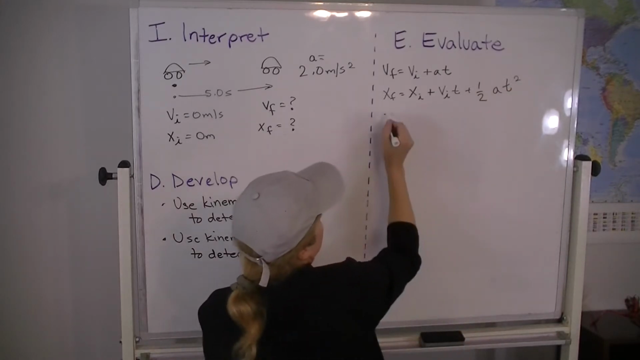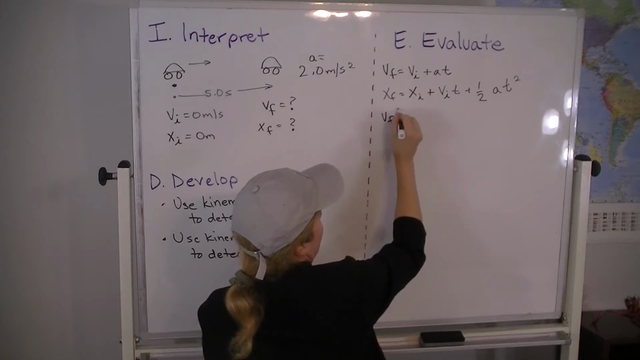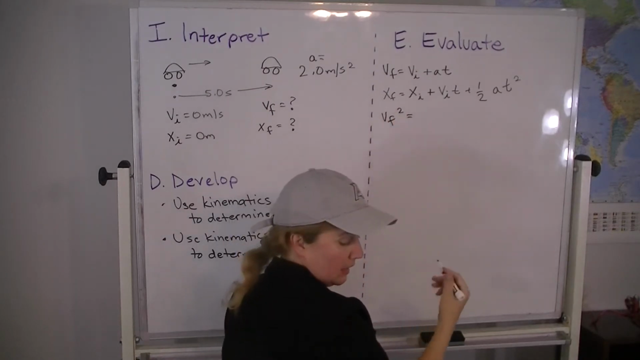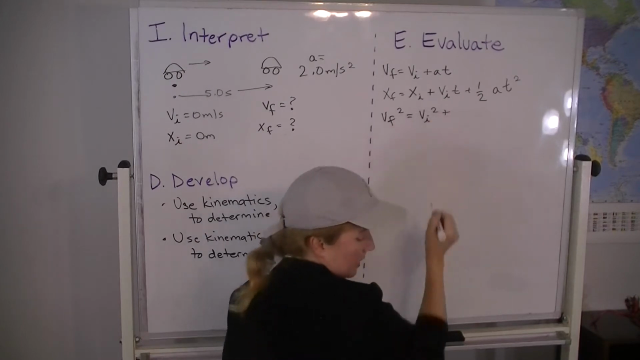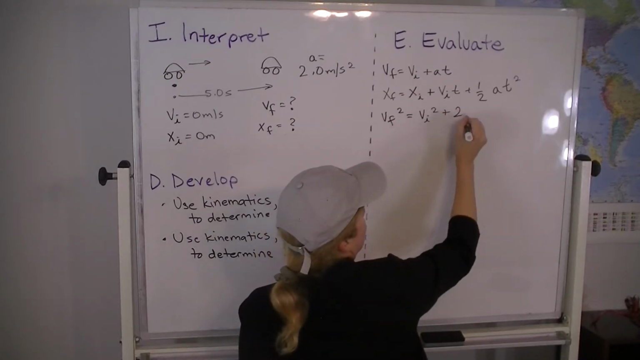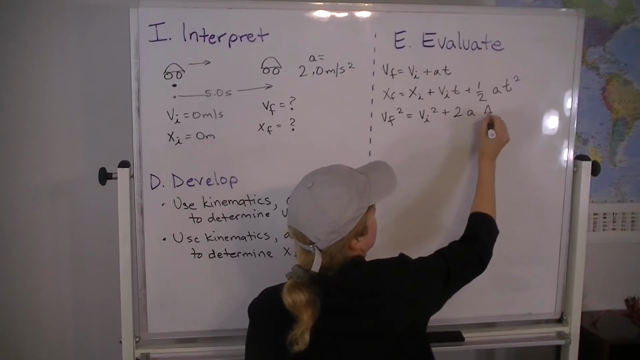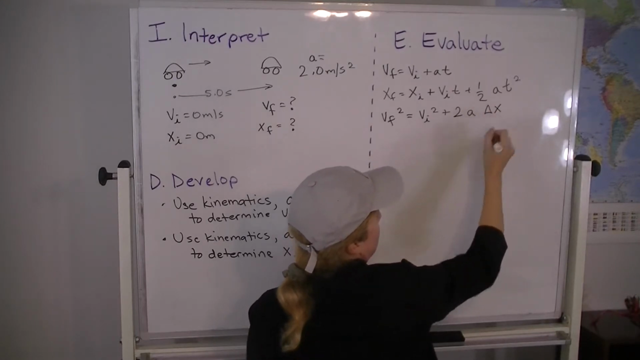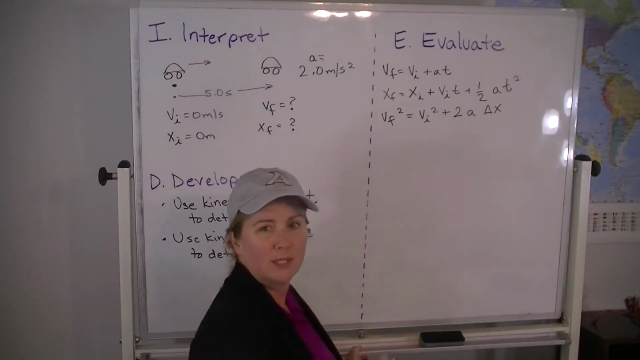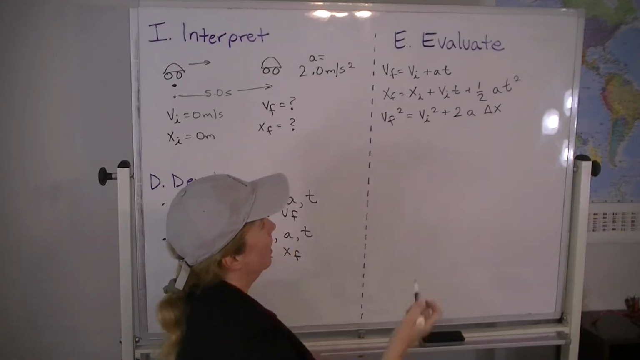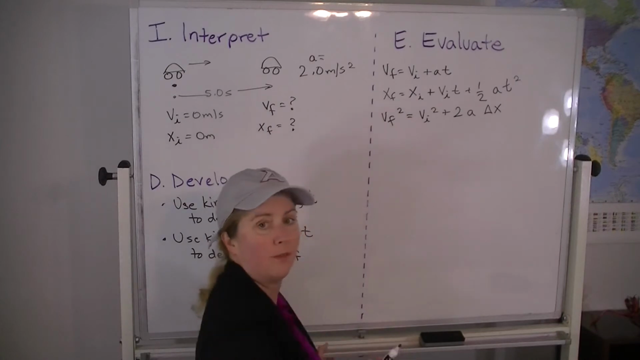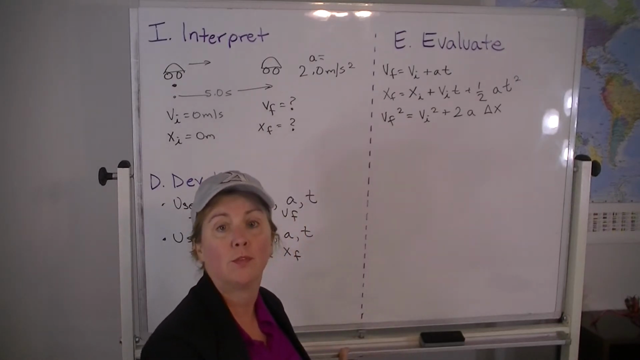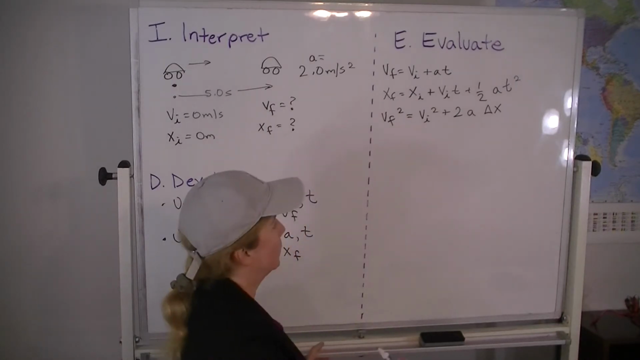We can also determine the final velocity as this relationship. The final velocity squared is equal to the initial velocity squared plus 2 times the acceleration times the change in location, the displacement. So we'll just put that one in our back pocket for now. We're given acceleration and time. We know what the initial values for velocity and position are. So those first two expressions are the ones we're going to use first.